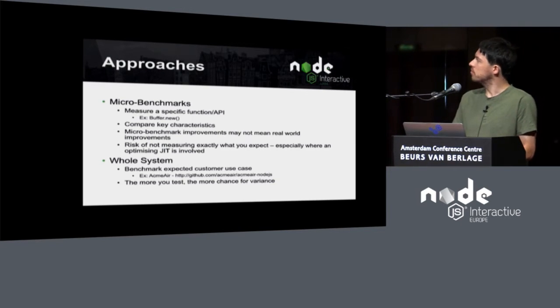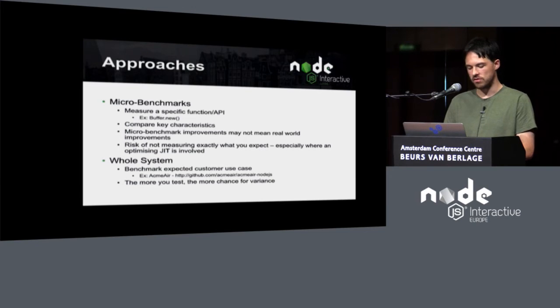So, two different approaches that you could take to performance testing. The first one would be running micro benchmarks. These are quite useful for being able to measure a specific function or API. For example, you could be measuring how long creating a new buffer may take. It's quite good for being able to compare key characteristics of either your application or of a runtime.